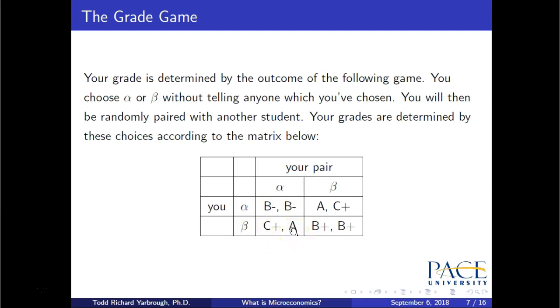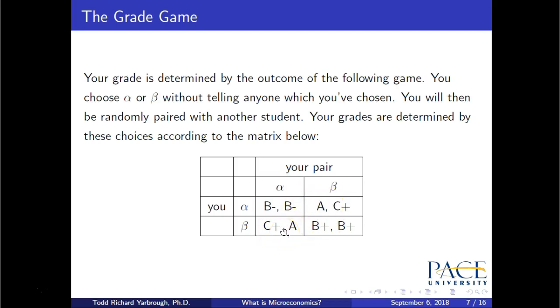So you can see it's sort of the opposite, right? When you both pick alpha, you both get B minuses. When you both pick beta, you get B pluses. When one of you picks alpha and the other picks beta, whoever picks beta gets a C plus. Whoever picked alpha gets an A.